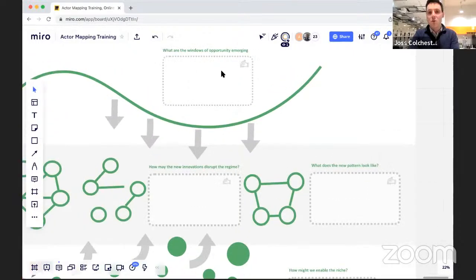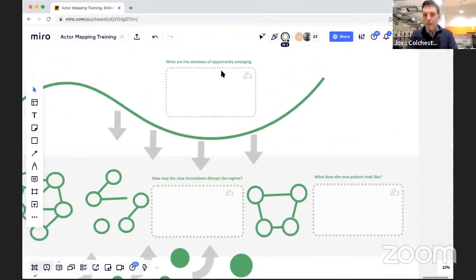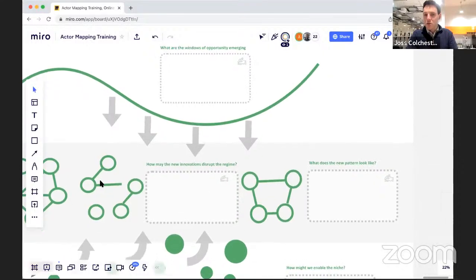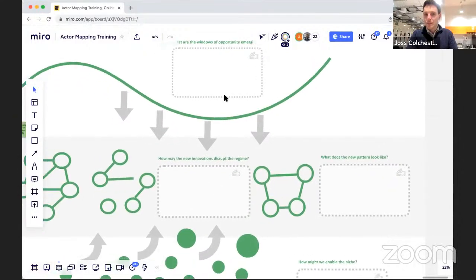So what are the windows of opportunity here? Let's take a couple of minutes to post that up. What are the new possibilities that we can build new things on to disrupt this existing regime?